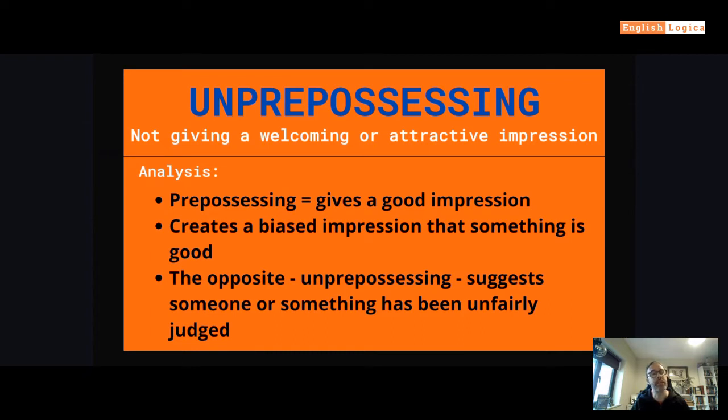So the opposite then of something is unprepossessing. It suggests that someone or something has been unfairly judged, again, without you knowing anything about the person or everything about the person. You presume that they are unprepossessing, and it may be because of how they look or how they have acted in a particular situation.